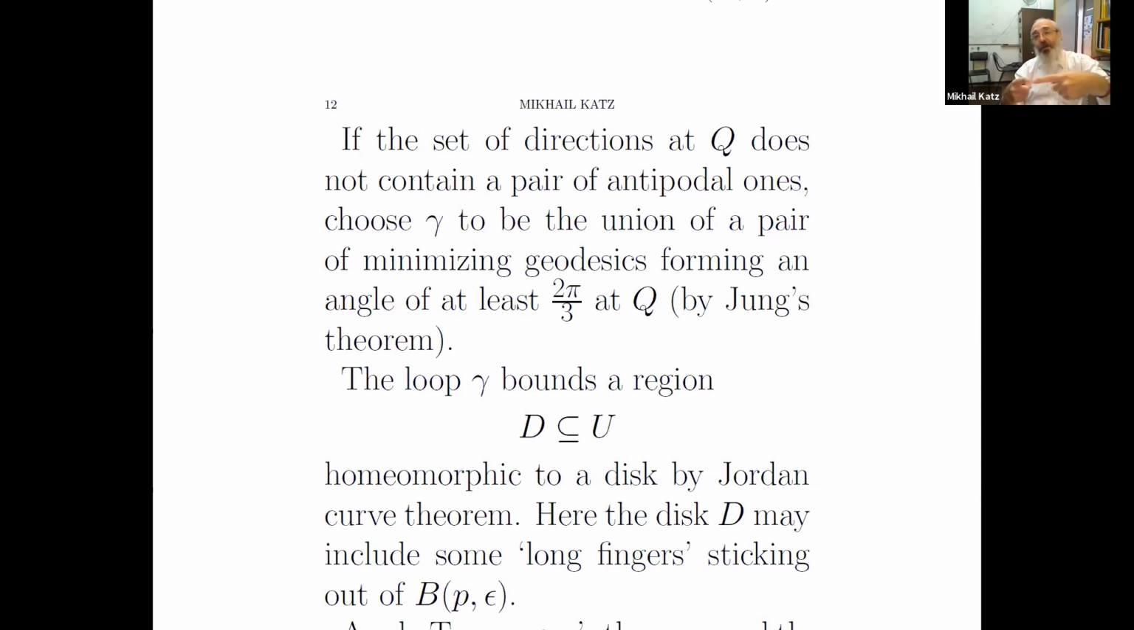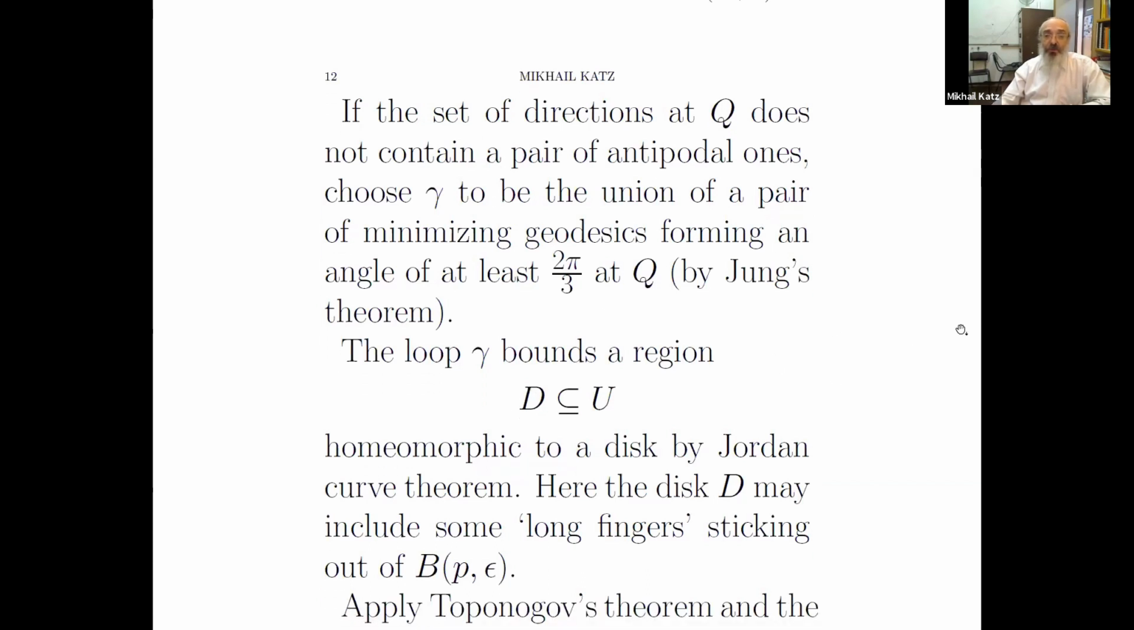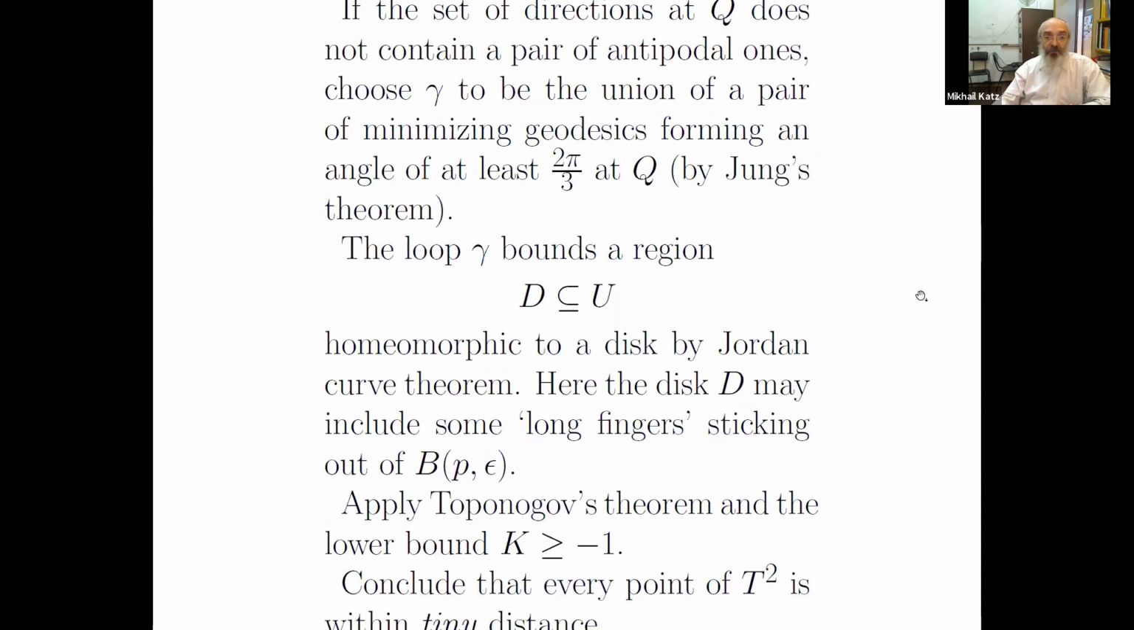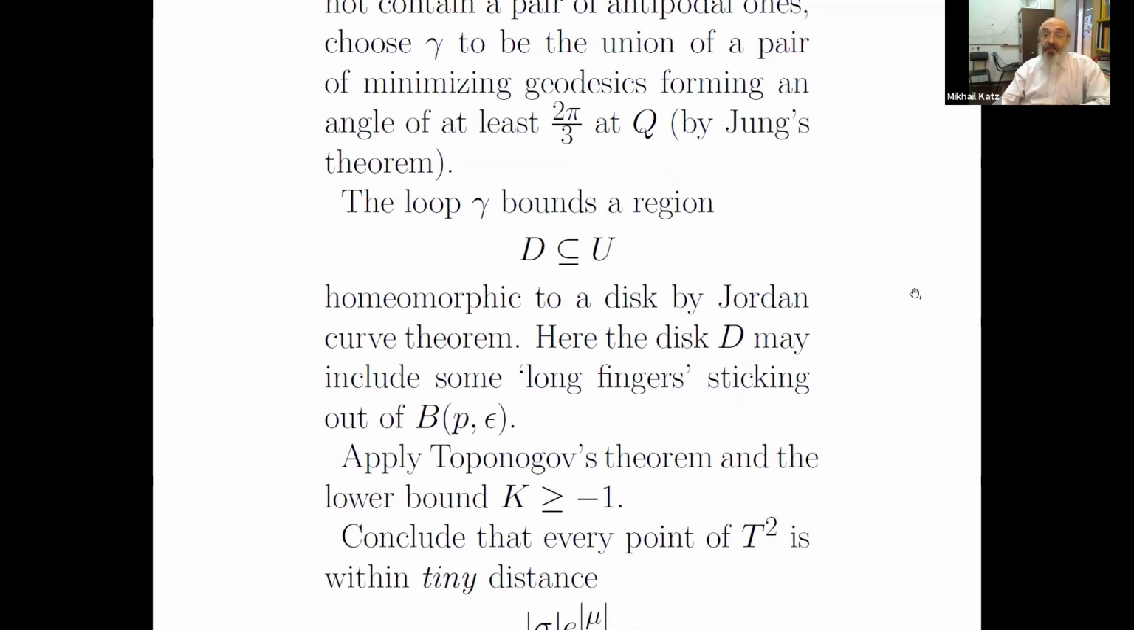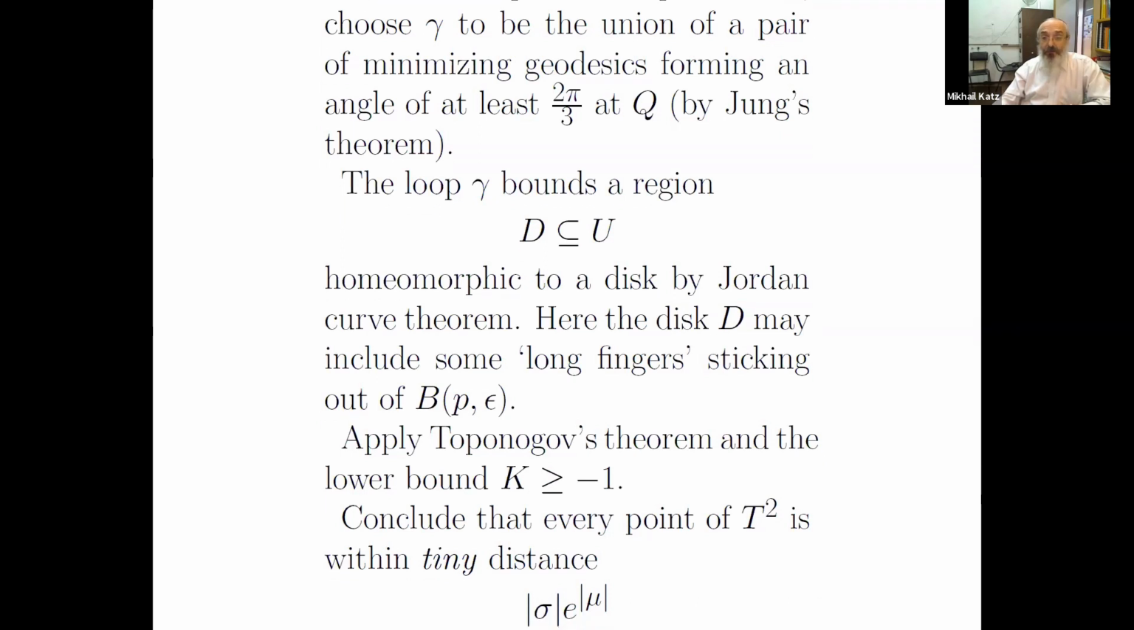It's an elementary fact: if a subset of a circle is not contained in any semicircle, then there is always a pair of directions forming an angle of at least 2 pi over 3. Okay, now gamma is a loop. That's a significant fact, because now you have a loop in U, which is topologically a plane. Therefore, it bounds a region D, which is homeomorphic to the disk by the Jordan curve theorem. This disk may contain some long fingers. Disk D a priori could be bigger than the ball B.